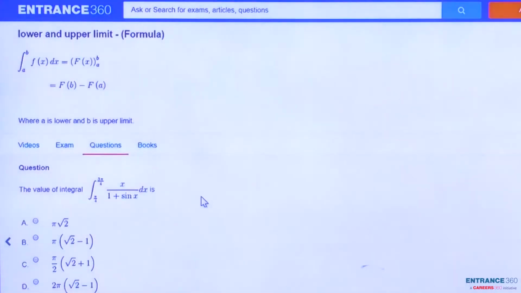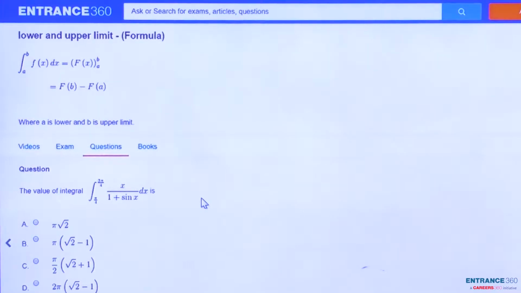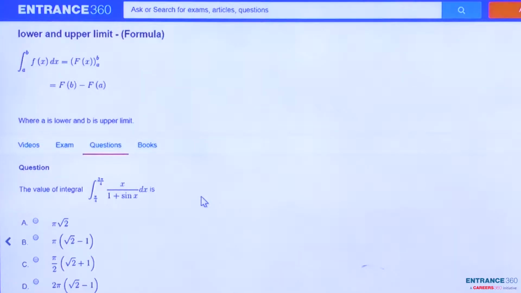Hello student, we are going to solve a question from JEE Main 2018. The question is, we need to find the value of the integral from pi by 4 to 3 pi by 4 of x divided by 1 plus sin x, dx. Let us see how to solve this question.